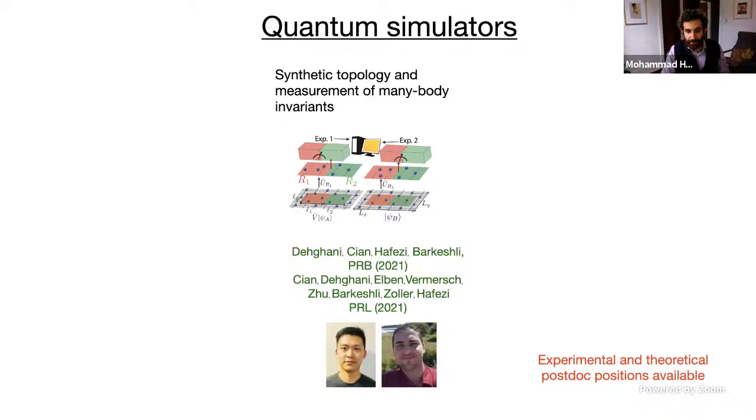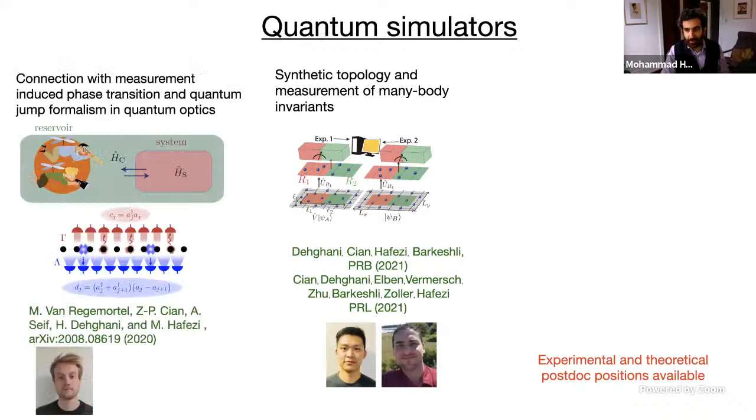So with that, I gave a summary, and then I just advertised some of the other works that my group has been involved with. One is looking at the connection between measurement-induced phase transition and quantum jump formalism in quantum optics. This is a very hot topic in condensed matter and quantum simulator measurement-induced phase transitions. We've been trying to understand it from a quantum optics perspective, specifically for bosons.